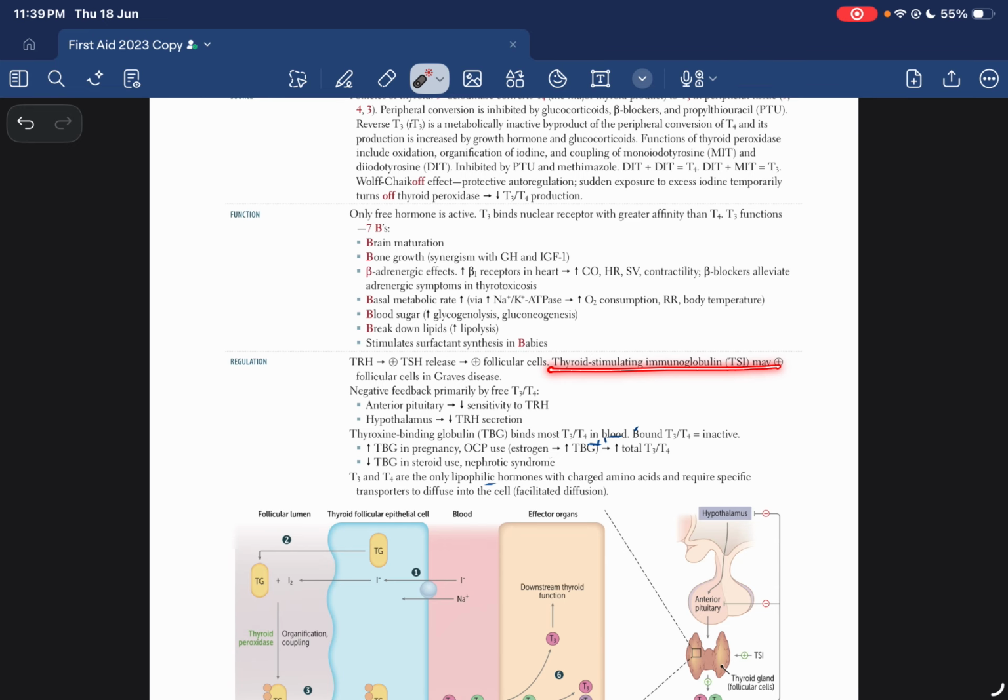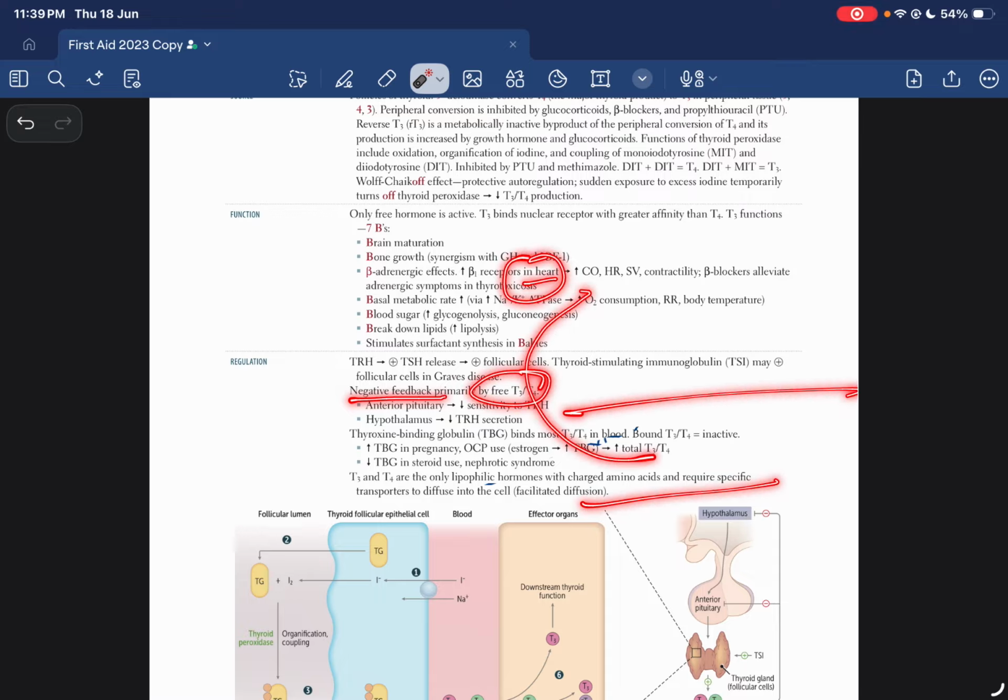Thyroid stimulating immunoglobulin is basically an antibody which is produced against the TSH receptors present on the thyroid gland. So these antibodies are going to act on these receptors, increasing the production of T3 and T4, producing the signs of hyperthyroidism.